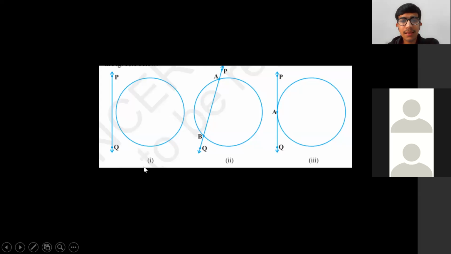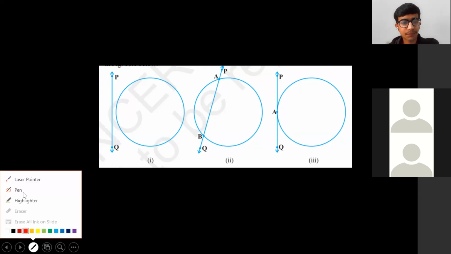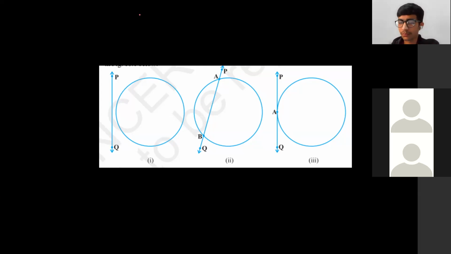So look at these three figures. Can you tell me which one is the chord over here? Which figure denotes the chord? None of them is a chord. Yes, because the second figure is a secant, but AB is still a chord. PQ is a secant. So this AB is a chord. Okay, what about figure 1? What do we call this line? PQ.